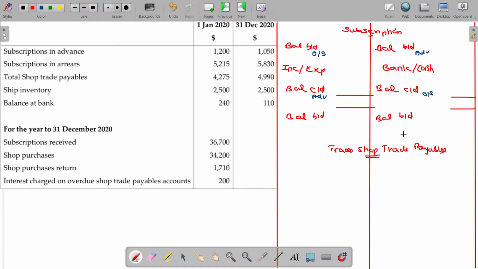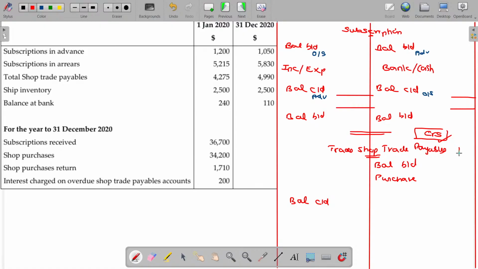In case of trade payables, the book will be the same, but trade payables is a liability. Opening liability will be appearing only in the credit side and closing liabilities appearing here. This is like purchases only. When you purchase, then payables will increase. So purchases, this is similar to a creditors account.